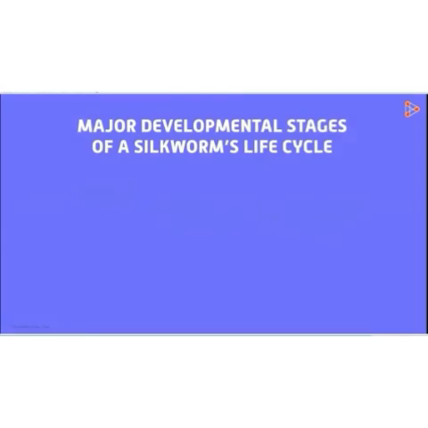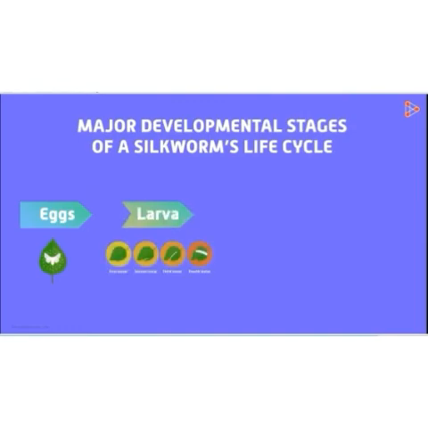In short, these are the 4 developmental stages of the silkworm's life cycle. The egg comes first, then the larva stage, followed by the pupa stage, and lastly the adult stage where the mature moth flies out of the cocoon.